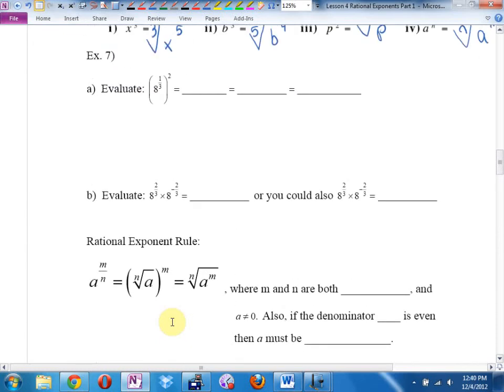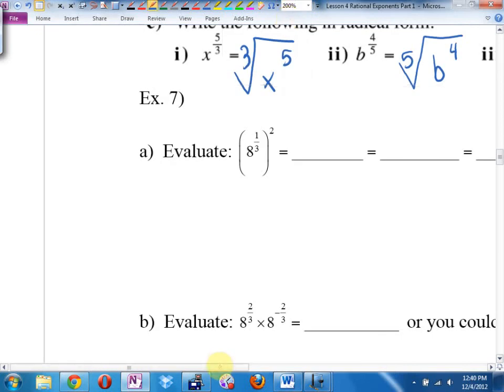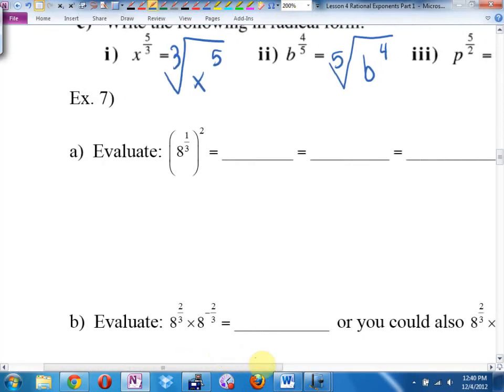Evaluate, it says: 8 to the 1/3 squared. Is there a power to a power? What am I going to do with those exponents then? Not flower power yet. Multiply them. So this is going to be 8 to the 1/3 times, now I want to write 2 as a fraction because I'm multiplying fractions. 2 is really 2 over what?